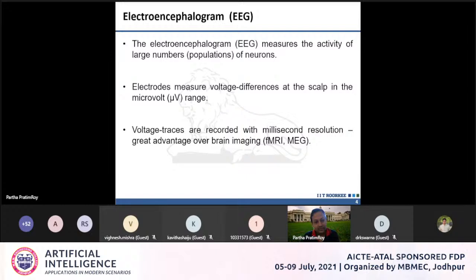Okay, so this we can record. When we place some electrodes, in that location there will be millions of neurons. They are exchanging information. In accumulation, we will receive a change in the voltage at the skull, through which we collect the signals.